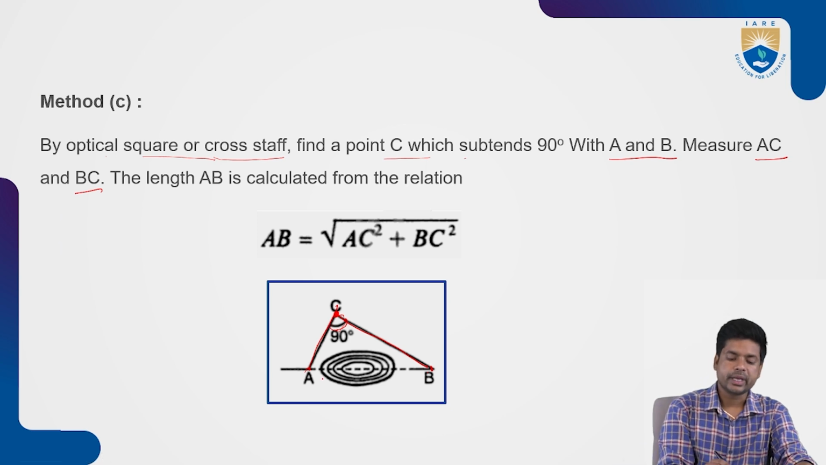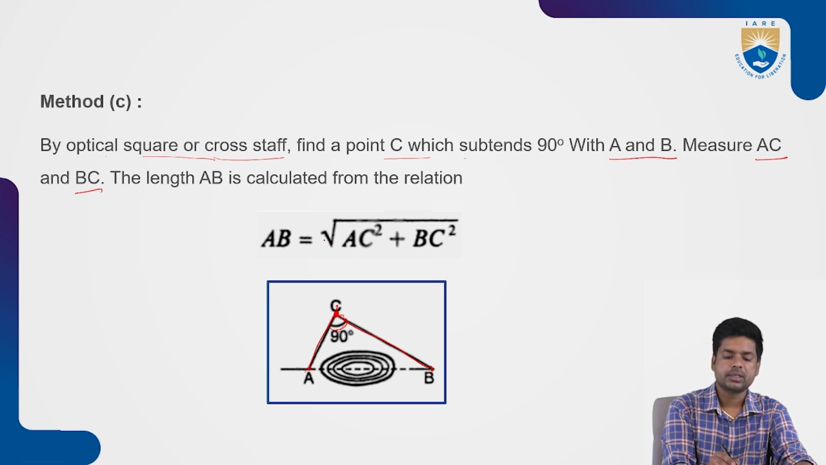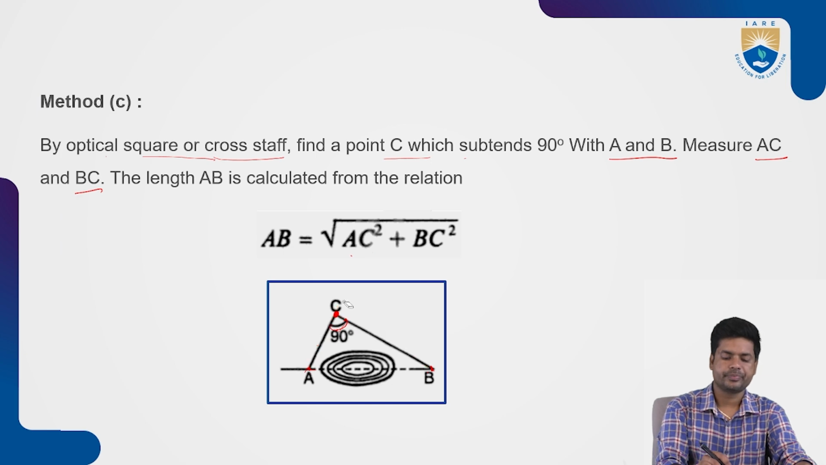Now the length of AB will be calculated using the formula: square root of AC square plus BC square. Using this formula, we find the length of line AB. This is another method.